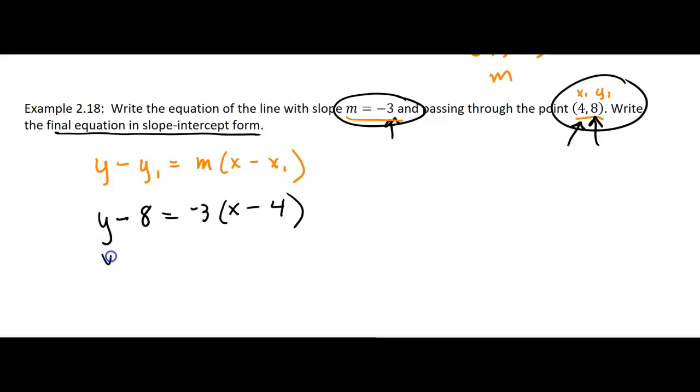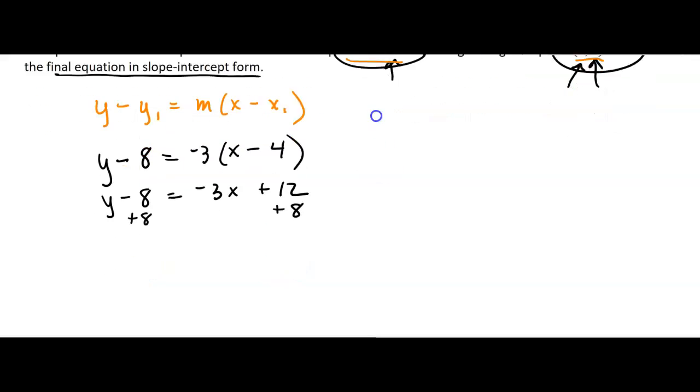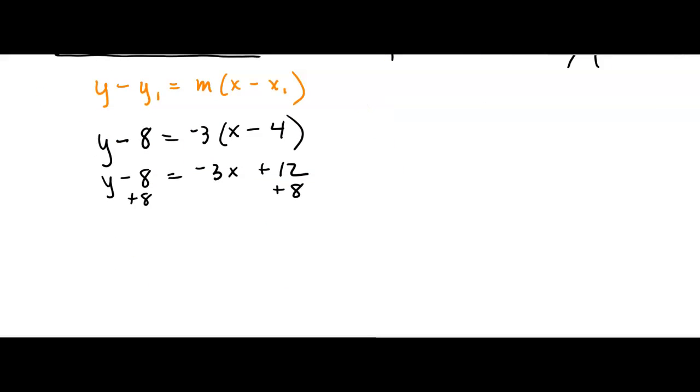But now they want us to write the final equation in slope-intercept form. So we'll distribute that -3. And then we just want to get y by itself. So we're going to add 8 to both sides. We're looking for that slope-intercept form. We're looking for y equals mx plus b, right? Okay. So y equals -3x plus 20.